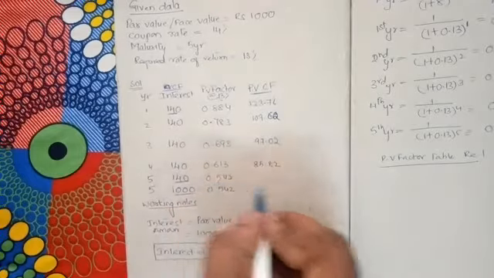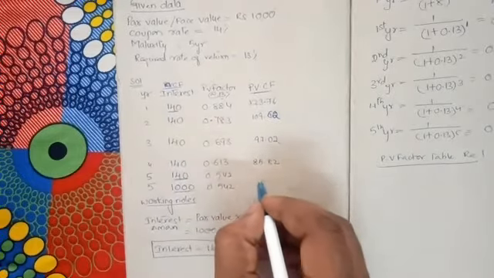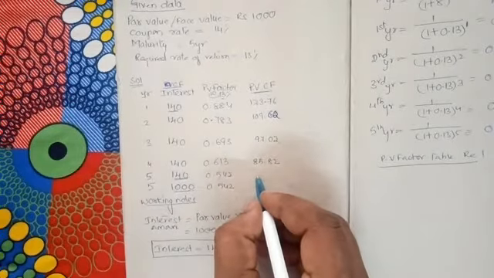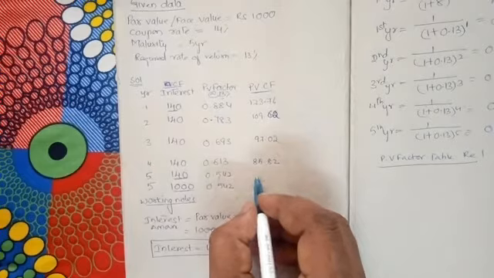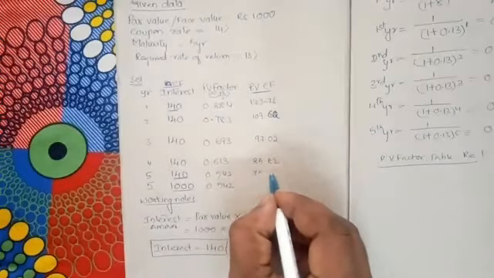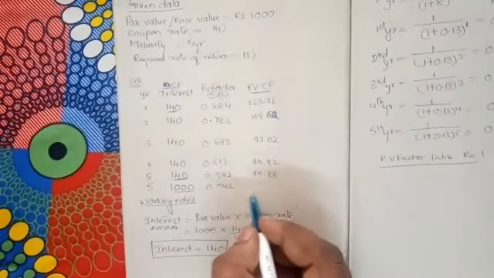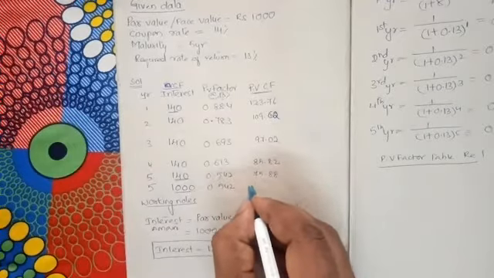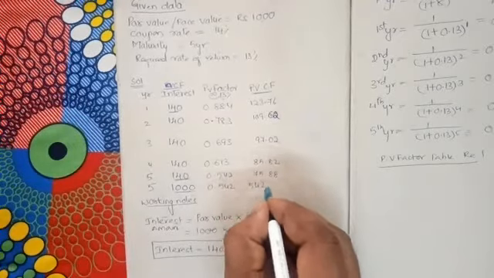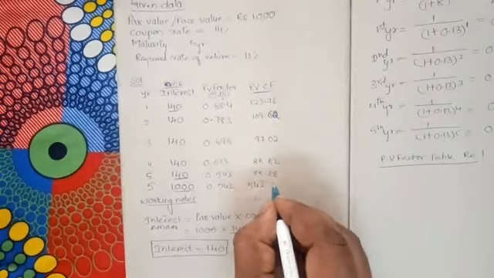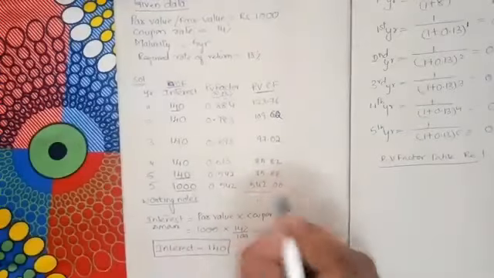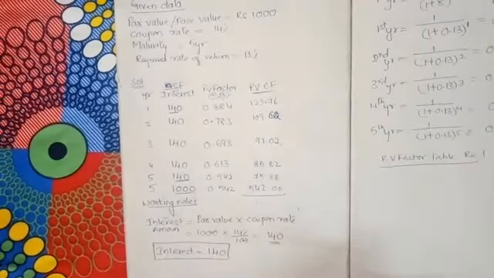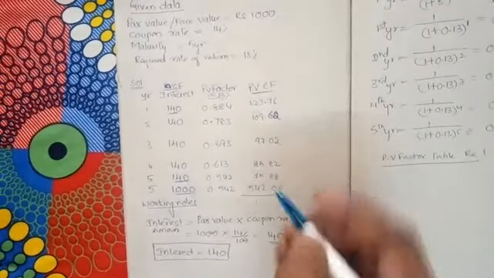Okay, tell me 140 into 0.542. 75.88. Okay. 1000 into 0.542 is 542. Is it correct? Yes, sir. Correct, sir. Okay, can you sum this up?